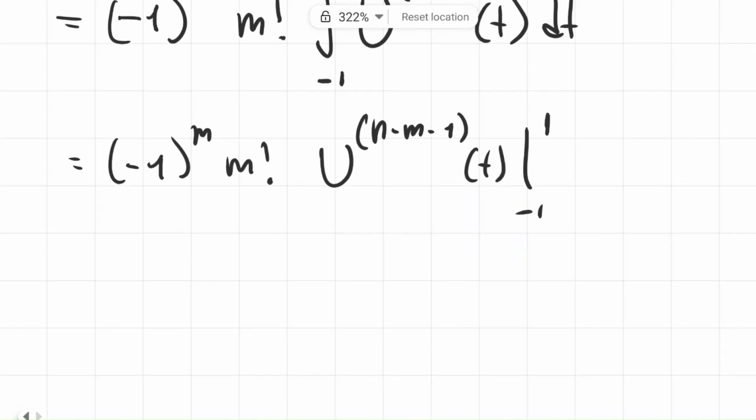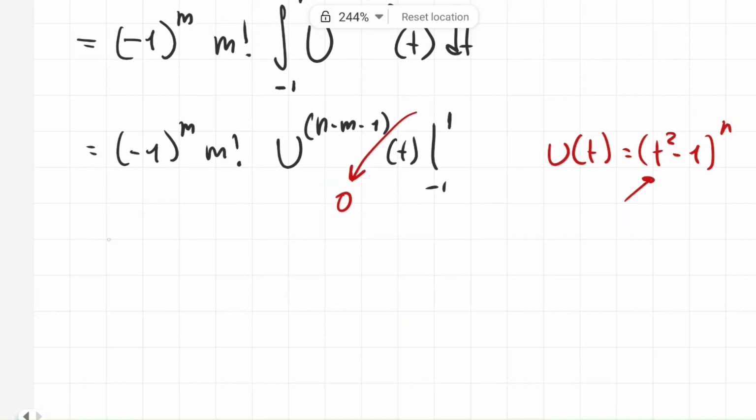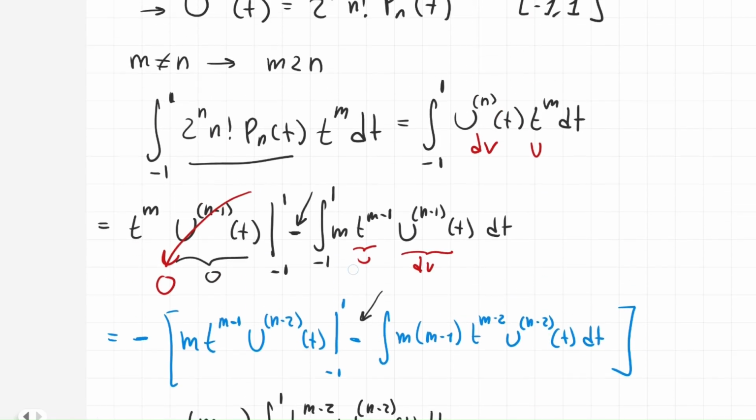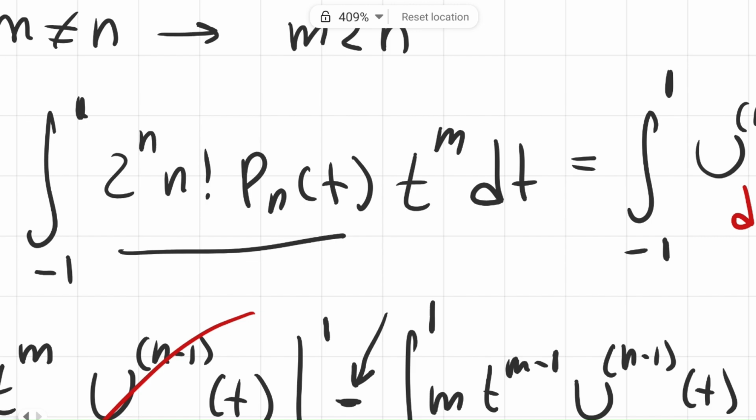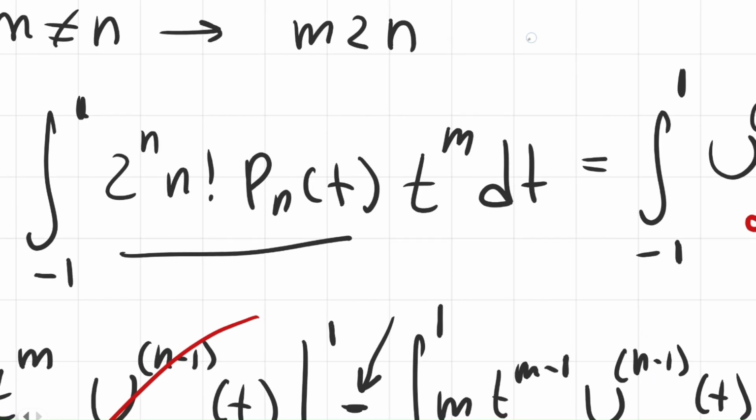Okay, but by the same reason, we can see easily that this thing is going to be cancelled. Recall that u of t is defined as t squared minus 1 to the n. And if we evaluate at minus 1 and 1, this will be equal to 0. So finally, the conclusion is that this is equal to 0, meaning that, well, the Legendre polynomials are orthogonal with the polynomial t to the m.